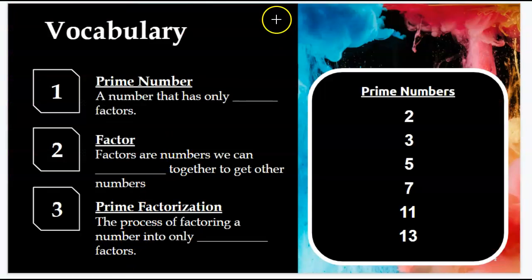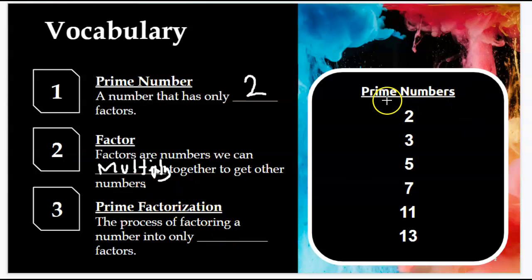Okay, so some vocabulary. This is a review. Your prime numbers are those numbers that only have two factors. A factor is just numbers that we can multiply together to get other numbers. Let's see if I can actually spell this in this tiny little spot.